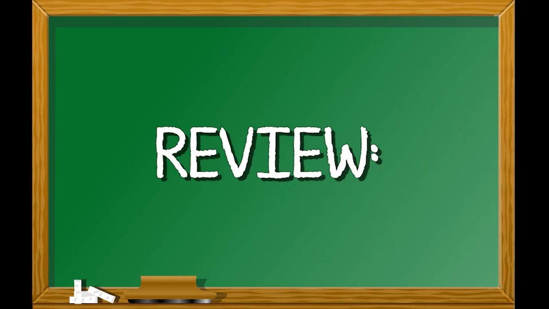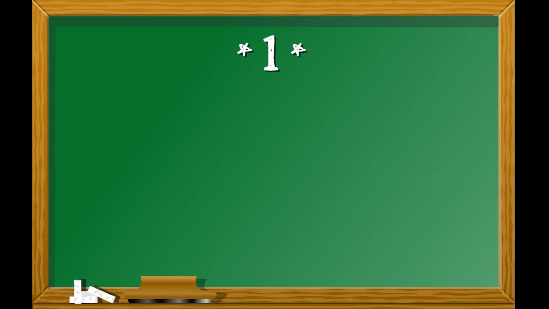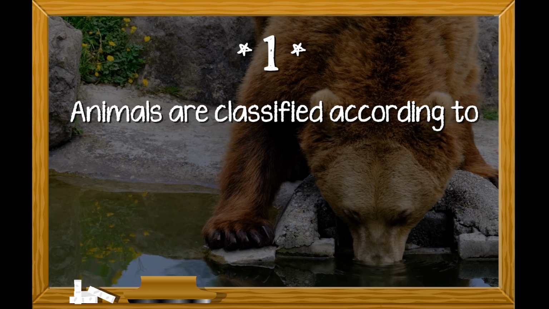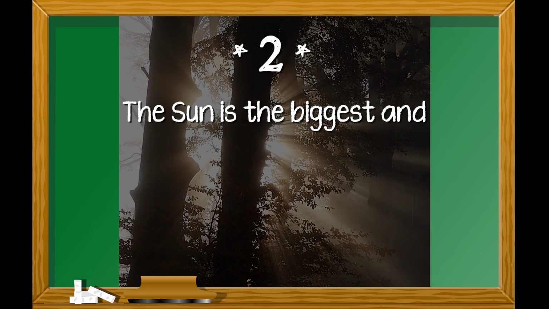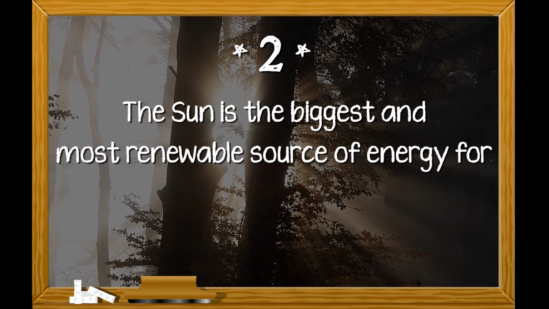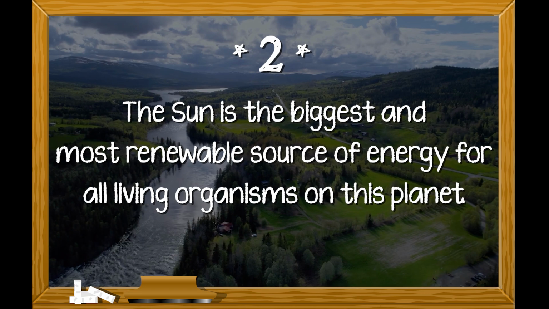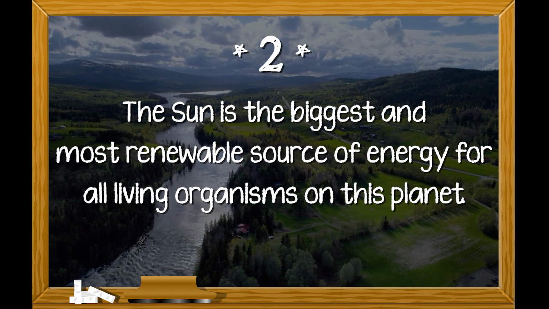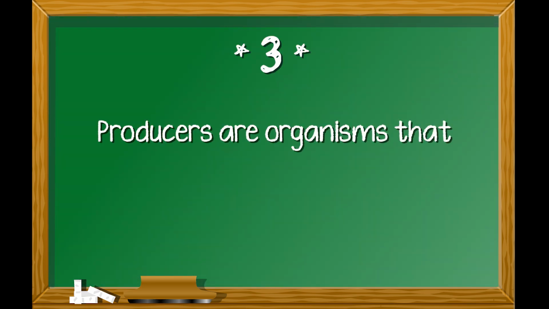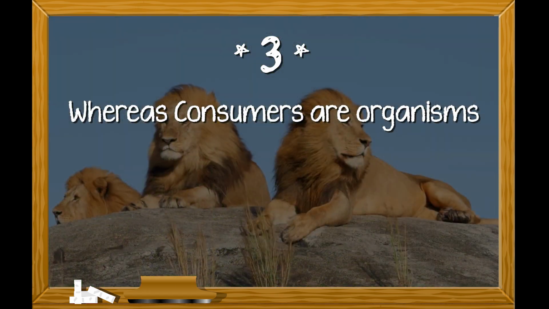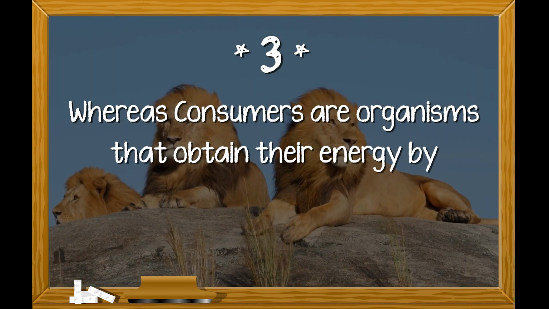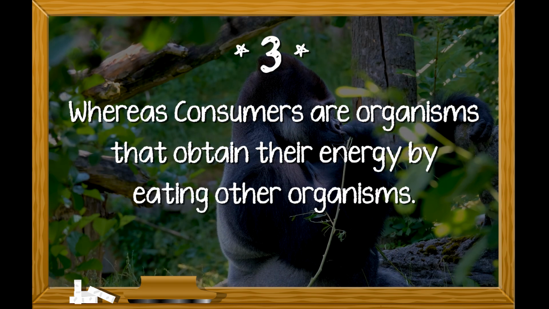So let's review what we've learned. First, animals are classified according to how they obtain energy and nutrients. Second, the sun is the biggest and most renewable source of energy for all living organisms on this planet. Third, producers are organisms that create their own food, whereas consumers are organisms that obtain their energy by eating other organisms.